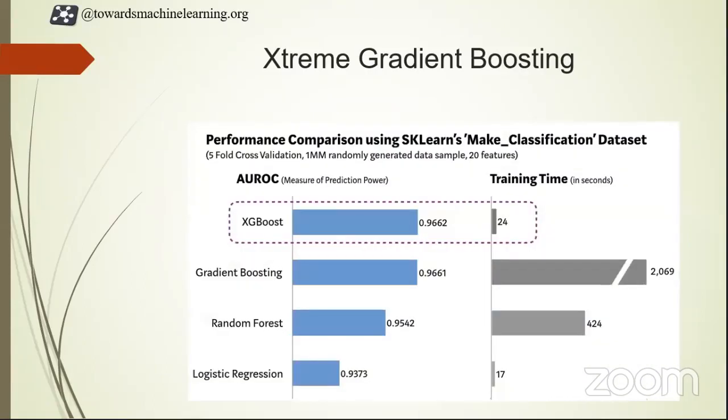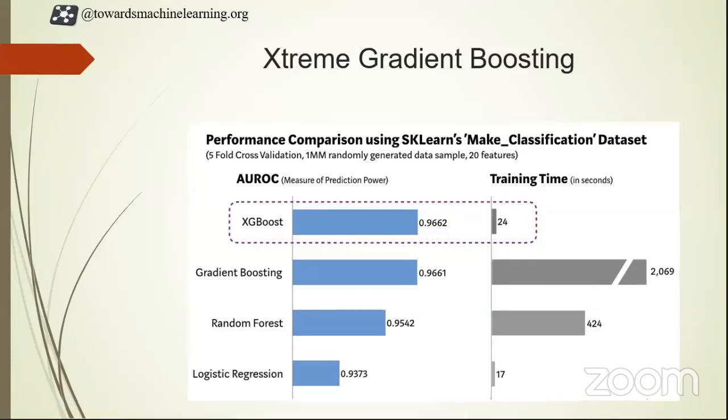See, this was the figure which I was talking to you about. In this figure we have the performance comparison using sklearn's make classification dataset. On the left hand side we have AUROC, the measure of the prediction power, and on the right hand side we have training time. As you can see the comparison between different algorithms, XGBoost is 96.62% accurate and the training time required is 24 seconds.